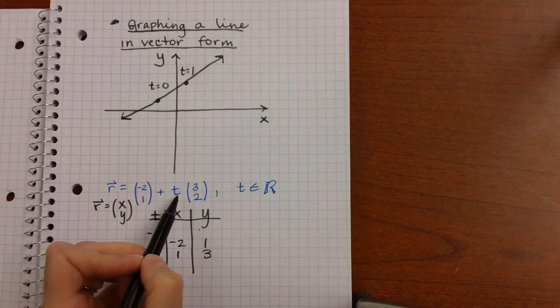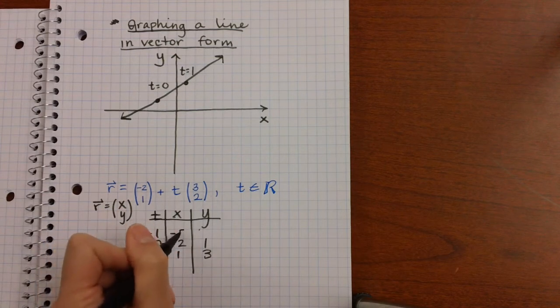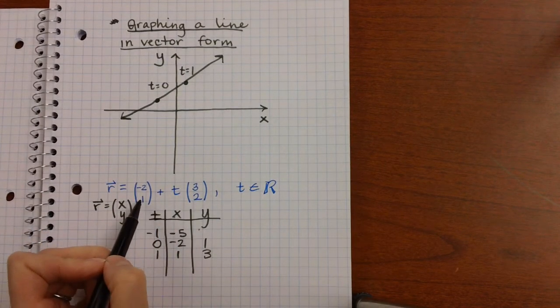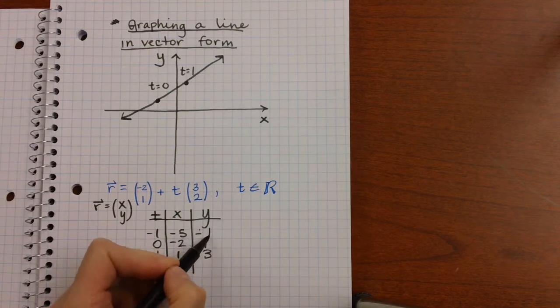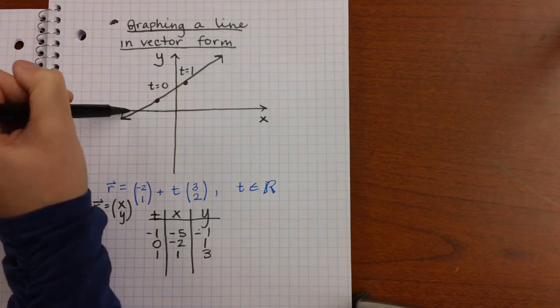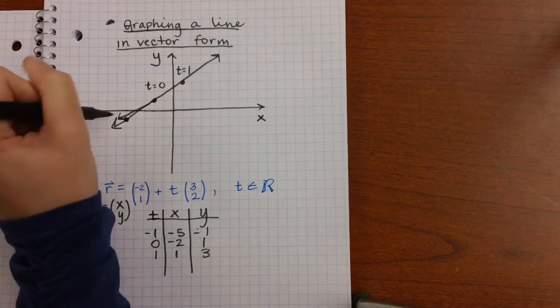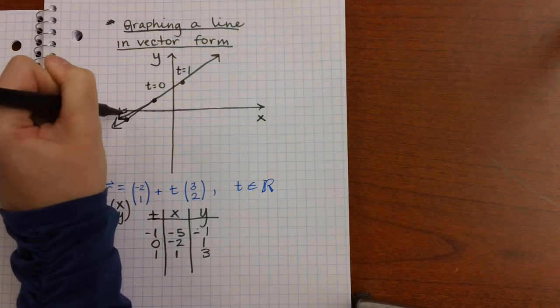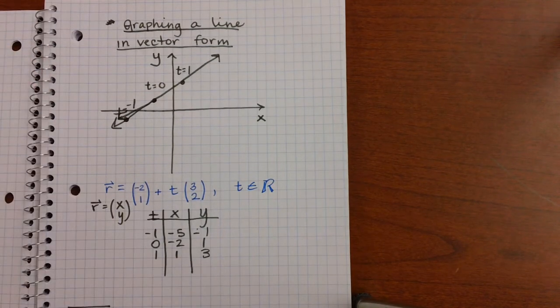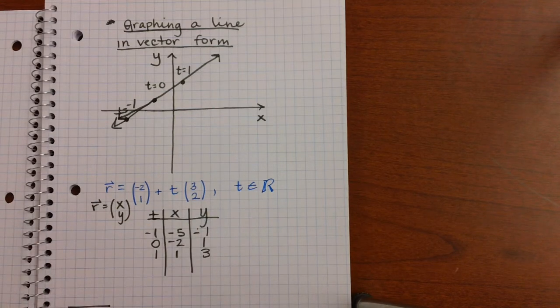So if t was -1, then my x-coordinate would be -2 minus 3, or -5, and my y-coordinate would be 1 minus 2, or -1. So -5, -1 would be this point right here, like so. And that's where my parameter is equal to -1. I could also have a fractional value for my parameter because it's from the set of all real numbers. I could just go wild for my parameter.